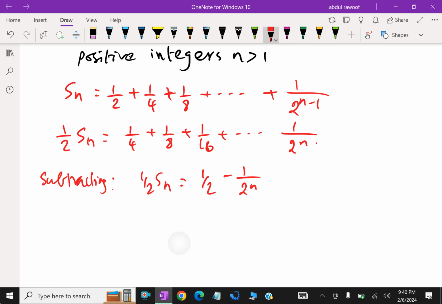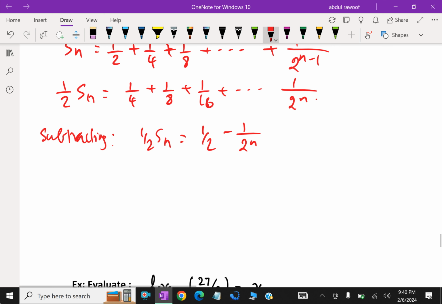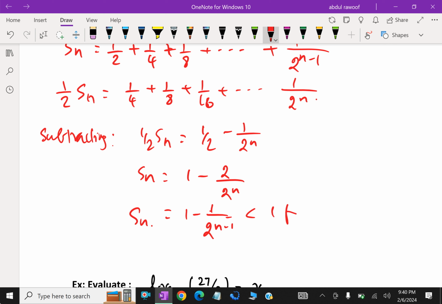Therefore, from this, Sn equal to, multiplying by 2, is 1 minus 1 over 2 power n minus 1. That is Sn. We proved this is lesser than 1 for all n.